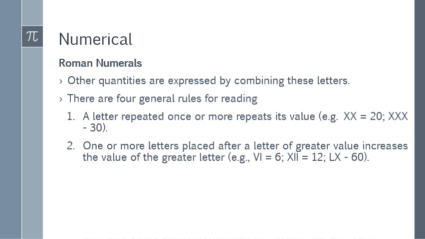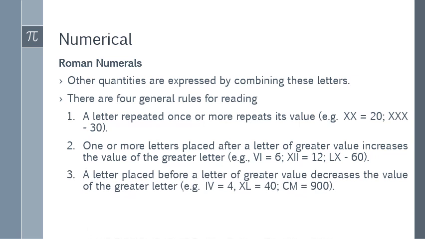The next example is XII. Here the X represents 10, I represents 1, and as there are 2 I's, there is a value of 2. So if we add 10 plus 2, the value will be 12. The next example is LX. Here the L represents 50 and X represents 10. As the smaller symbol is after the larger symbol, it will add up to the larger value, and the sum is 60.